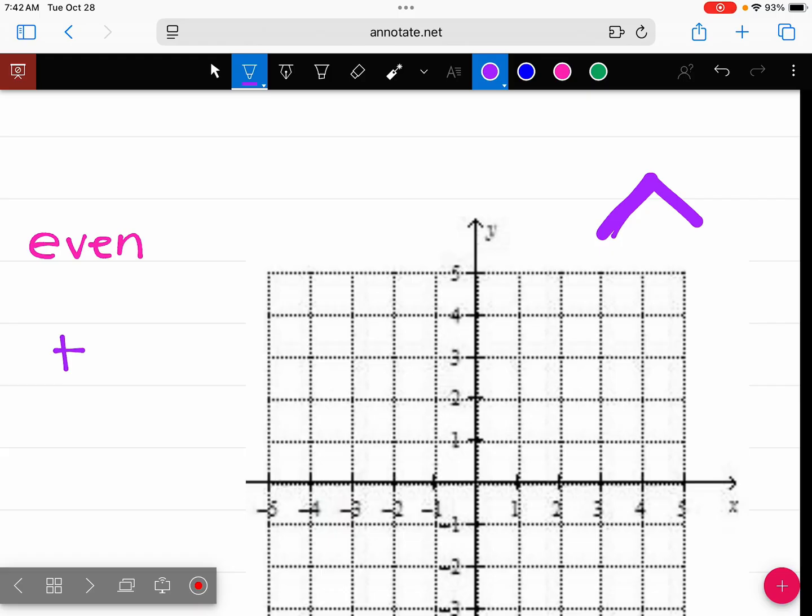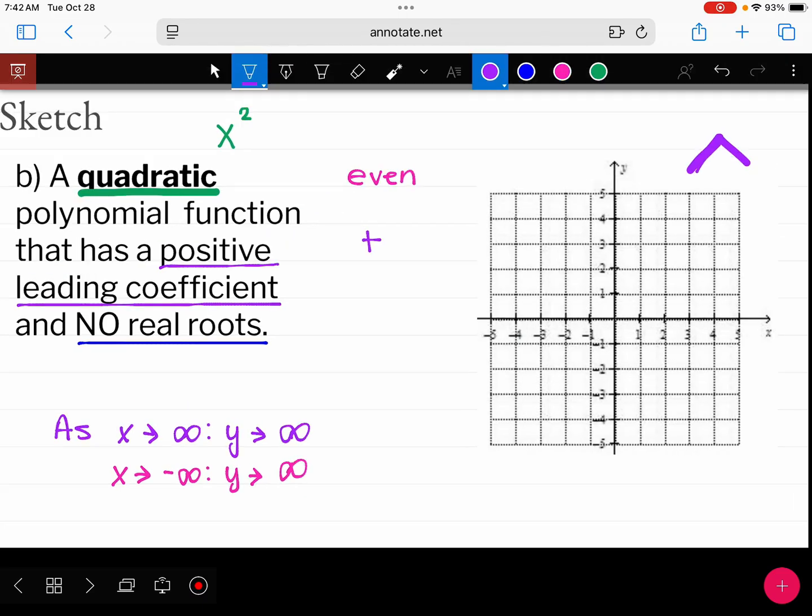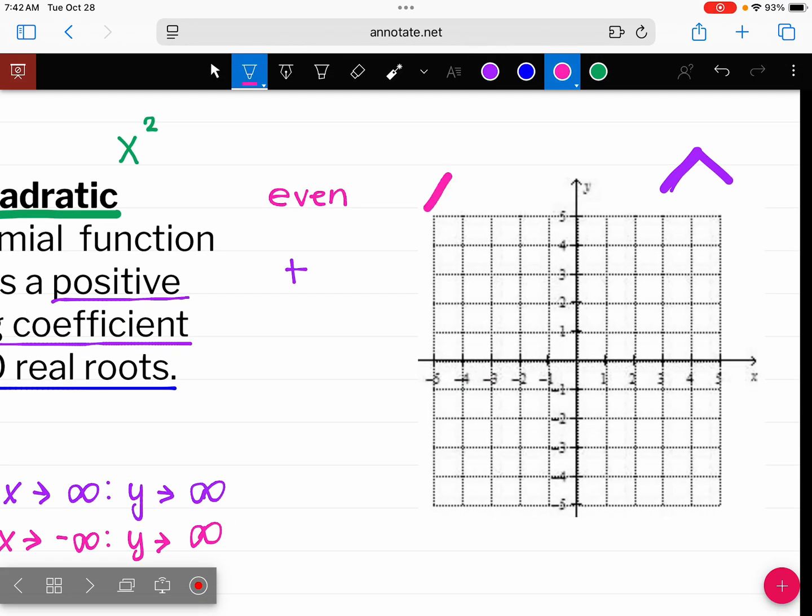My leading coefficient always tells me about the right arrow. Since this is an even function, what does that tell me about the left arrow? It goes to the same side. So as x goes to negative infinity, what happens to y? Positive infinity. Because we're even, they go the same direction. So since it's even, my left arrow is going to point up. And I've got these 2 arrows, and we want this to have no real roots.